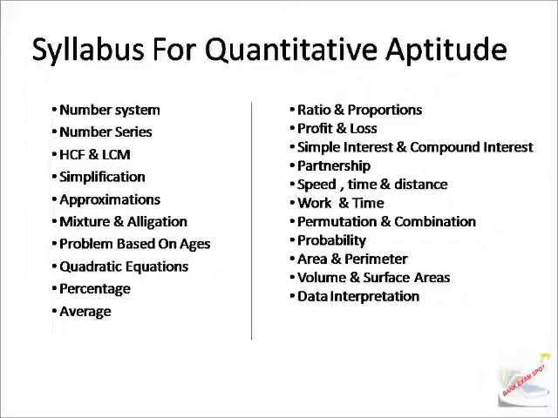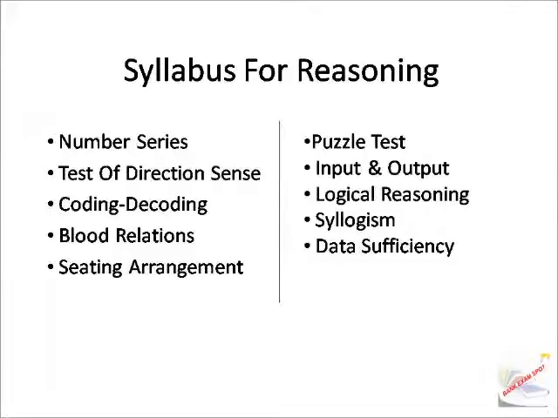Starting off with quantitative aptitude, the topics are as follows: number system, number series, HCF and LCM, simplification, approximations, mixture and allegation, problems based on ages, quadratic equations, percentage, average, ratio and proportions, profit and loss, simple interest and compound interest, partnership, speed, time and distance, work and time, permutation and combination, probability, area and perimeter, volume and surface areas, and data interpretation.